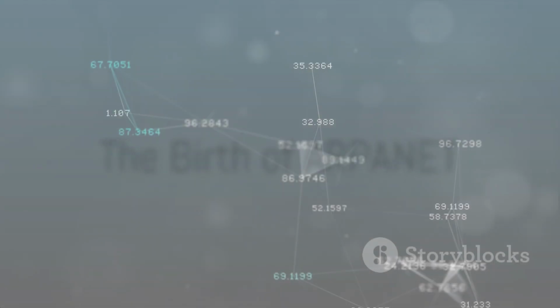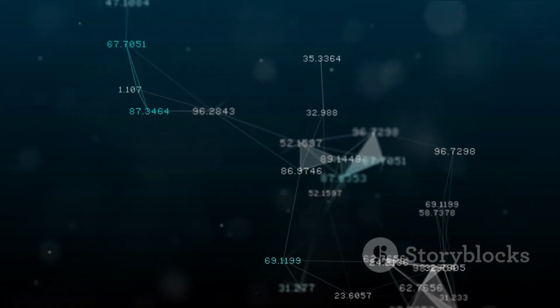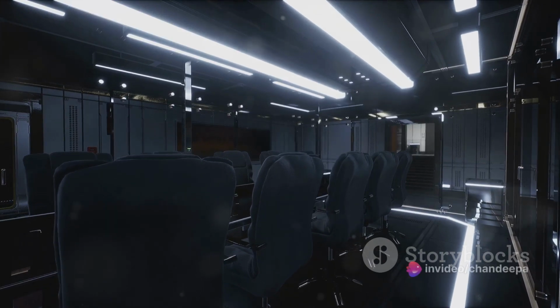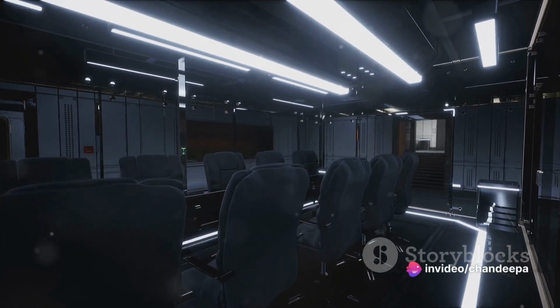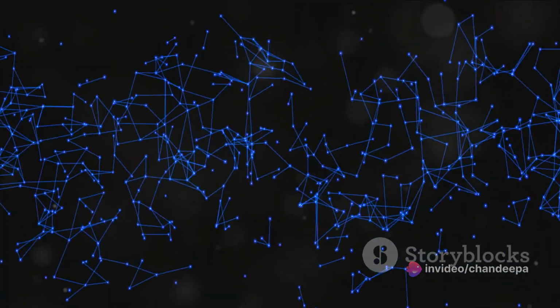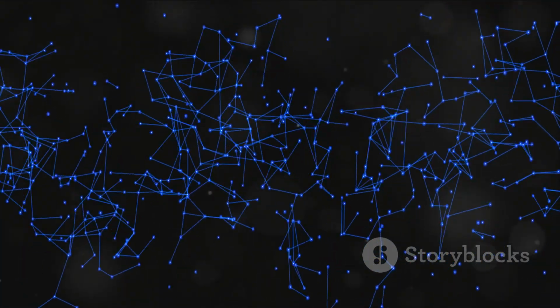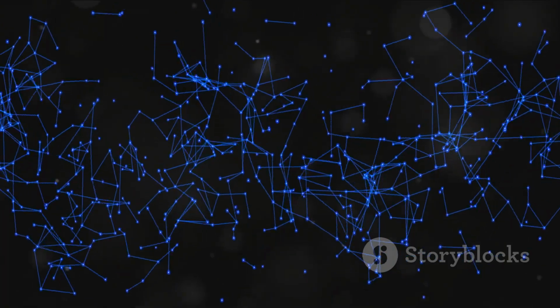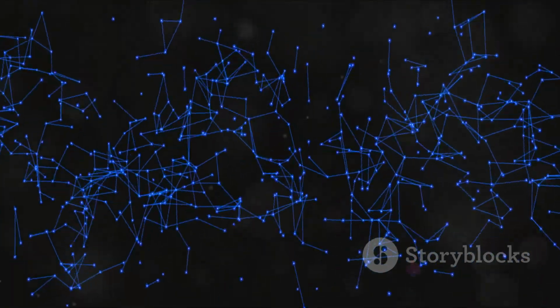Fast forward to the late 60s, and we find ourselves at the doorstep of the first ever computer network, ARPANET. This was a project funded by the Advanced Research Projects Agency, a part of the U.S. Department of Defense. The brainchild of Robert Taylor and Lawrence Roberts, ARPANET used packet switching to allow multiple computers to communicate on a single network.